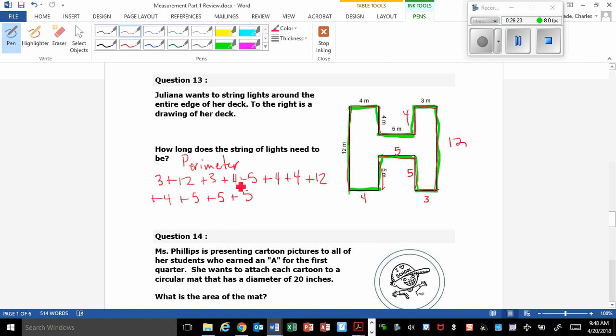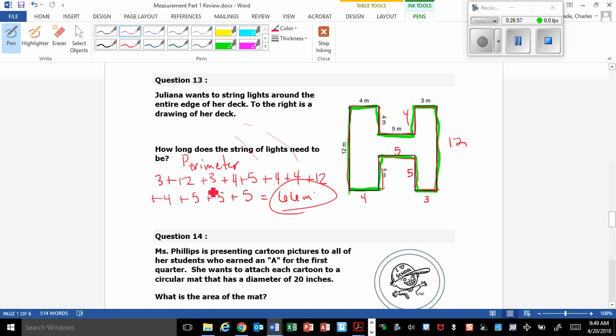So I'm going to do that. I'm going to get 3 plus 12 plus 3 plus 4 plus 5 plus 4 plus 4 plus 12 plus 4 plus 5 plus 5 plus 5 equals, you guys check my work. So 66, it's not squared because it's not area, it's just a round.